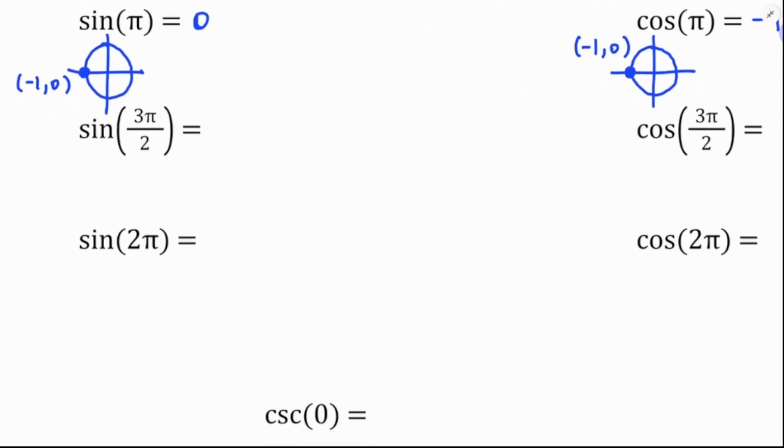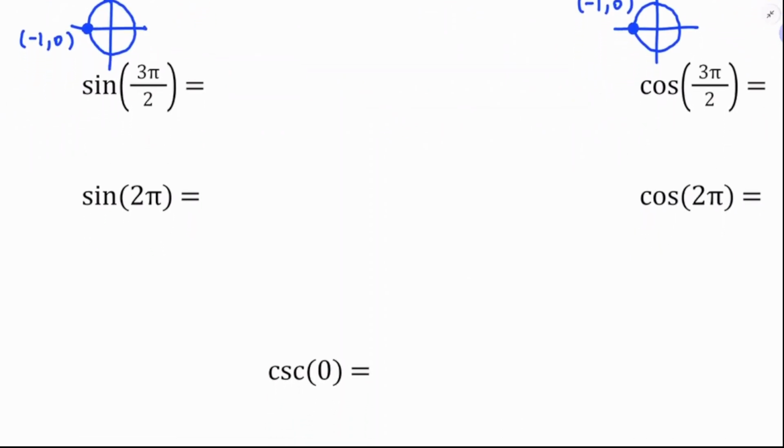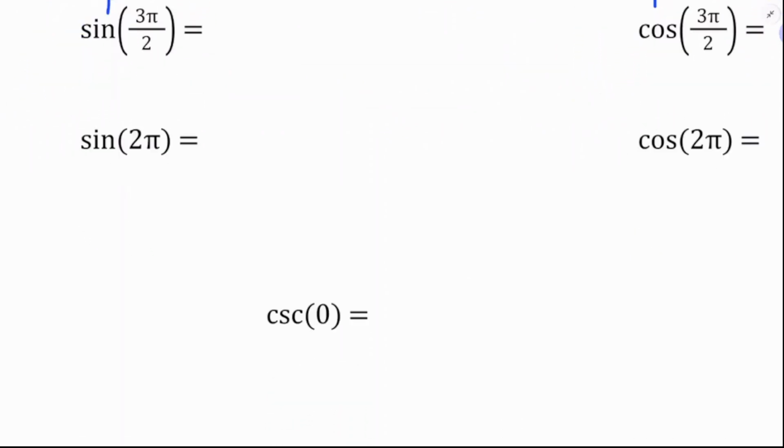Right, sine of 3 pi over 2. I'll switch the color again. Right, 3 pi over 2 is down at the very bottom of the unit circle. So being down here, this is where x is 0 and y is -1. Sine is the vertical displacement from the x-axis. I've gone down 1 unit, so the vertical displacement is -1, or you say it's the y-coordinate.